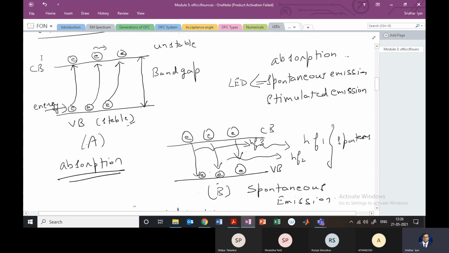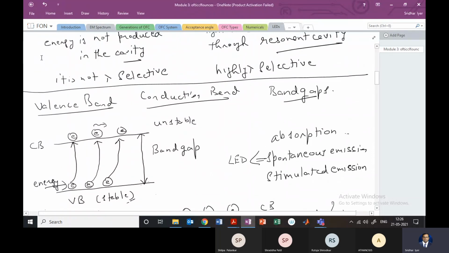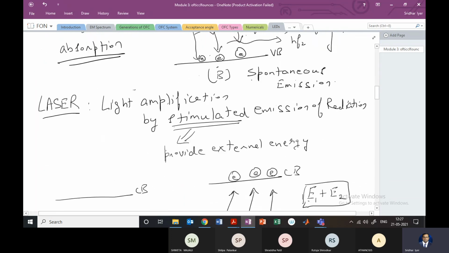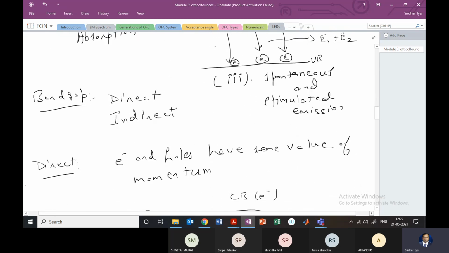Then I explained the concept of valence band and conduction band, and the idea behind the band gap, and three important processes called absorption and spontaneous emission, which are the two in LEDs, and then there's a third one called stimulated emission, which takes place in the laser, right? That's how you get the full form of the laser. It's a stimulated emission of radiation, right? And amplification of the light also occurs. So we'll have to see how this amplification is going to occur.